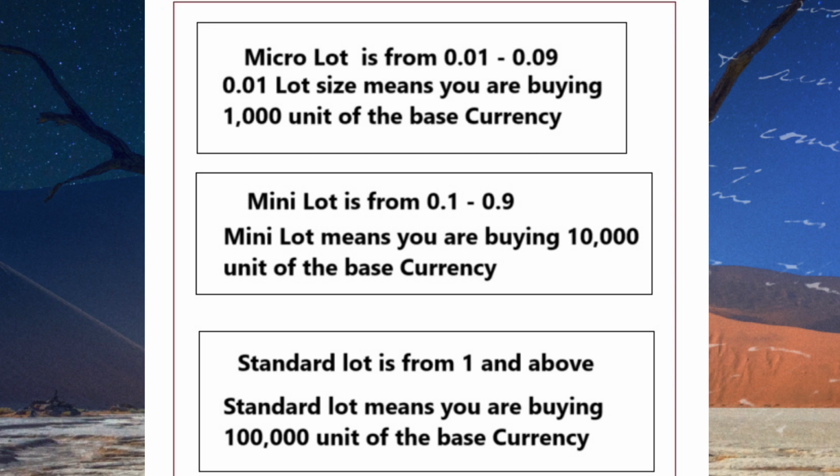Mini lot is from 0.1 to 0.9. What does that mean? Mini lots means that you are buying 10,000 units of the base currency. So let's assume you use 0.1 mini lots, it means that you are buying 10,000 units. If you use 0.2 lots, it means you are buying 20,000 units, like that. Now we move to standard lots. Standard lots means you are buying 100,000 units of the base currency, like we have 1 lot, 2 lots, 3 lots. 2 lots means you are buying 200,000 units of the base currency.